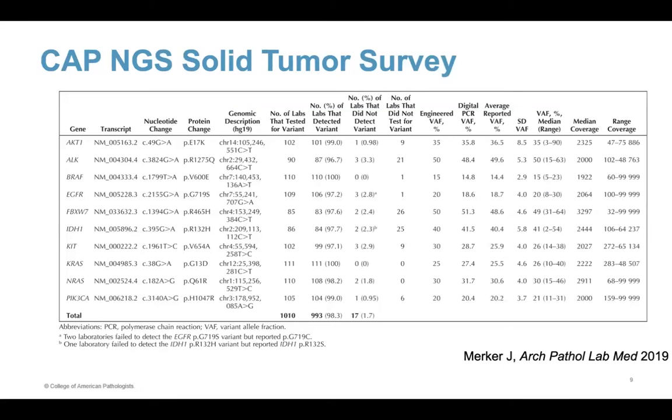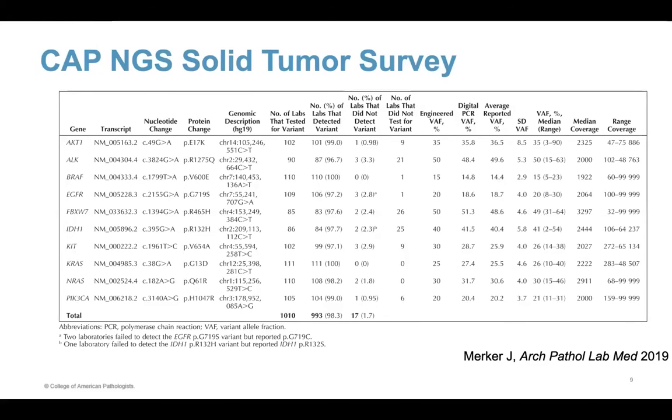And the other is that in general, every lab has a slightly different assay. So it would be very difficult to design a proficiency testing survey in which every lab was able to detect every variant because the gene list may be different. So one approach that the College of American Pathologists has taken is to send out proficiency testing surveys, such as this NGS solid tumor mutation panel, that include a variety of variants.